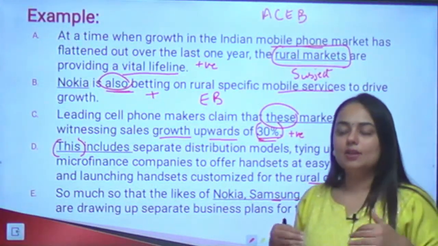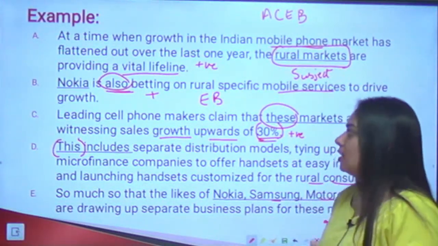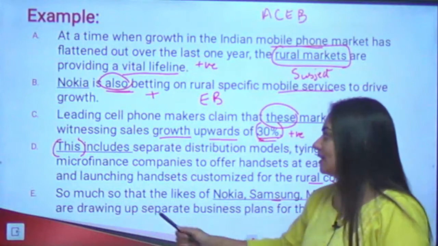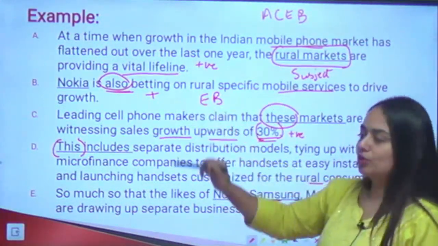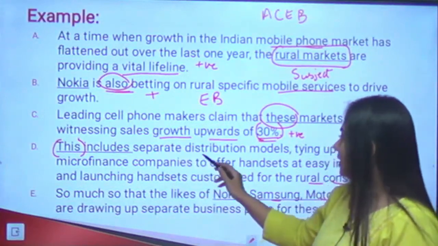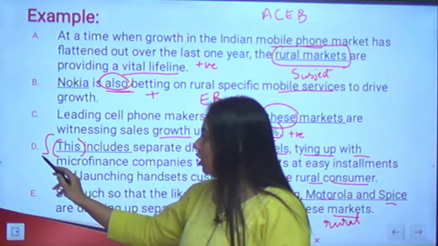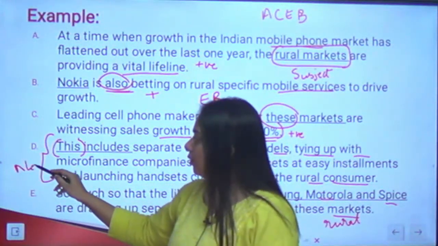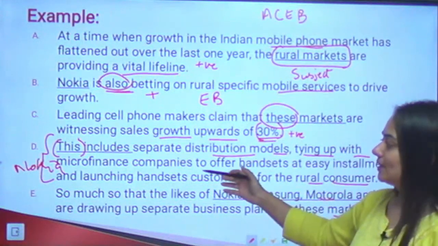So he is saying that Nokia has promised some mobile services. What are those mobile services? This means the facilities that Nokia is providing. This includes a separate distribution model, tying up. So this is all about Nokia. What all is Nokia offering? What makes it different from Motorola or Spice? Because it's offering all these services.